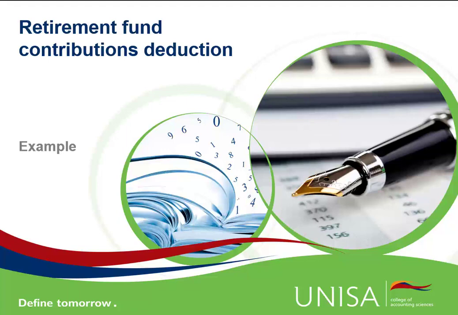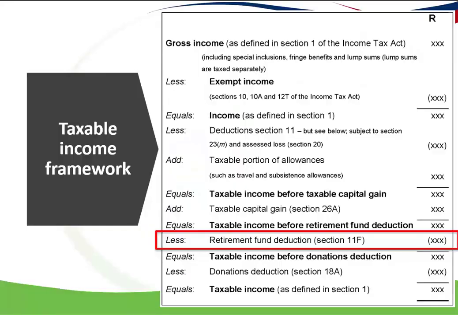So in this video, we're going to have a look at an example now and applying the limitation for the retirement fund contributions in order to calculate the deduction that the taxpayer is going to get from taxable income. So I just want to remind you at this point that we are doing part of the taxable income calculation.